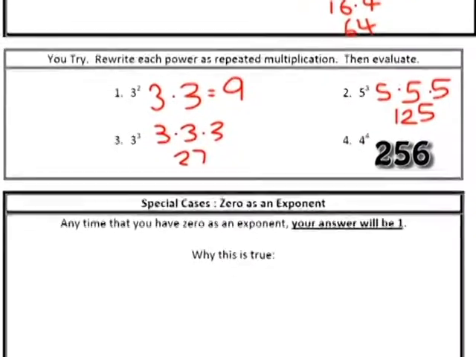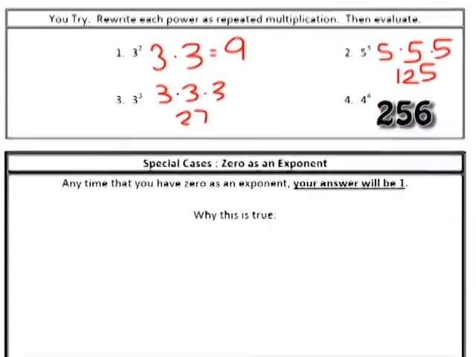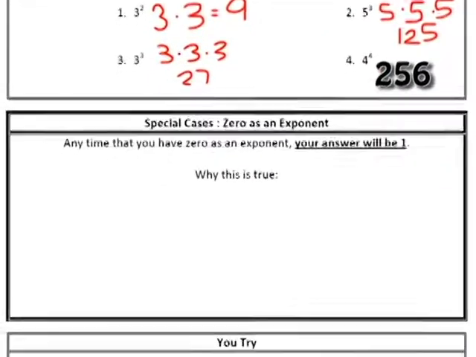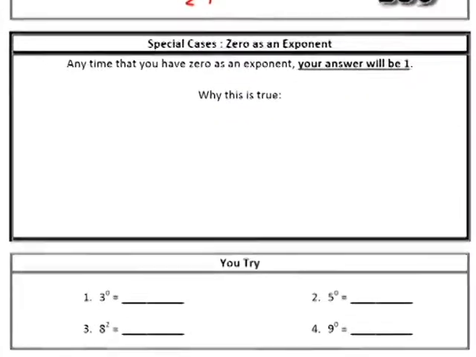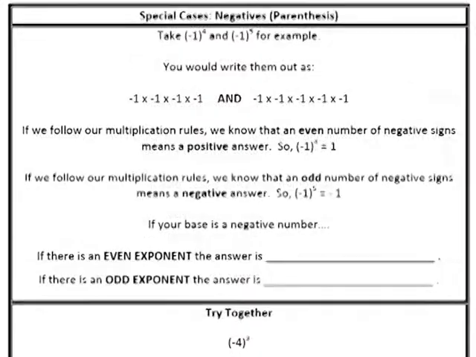Special cases, 0 as an exponent. Your answer is always 1. Okay? In class, we went through exactly why that's true. So 3 to the 0 power, 1. 5 to the 0 power, 1. 9 to the 0 power, 1. So whenever your exponent is 0, your answer is 1. 8 squared, again, just seeing who's awake here, 64.